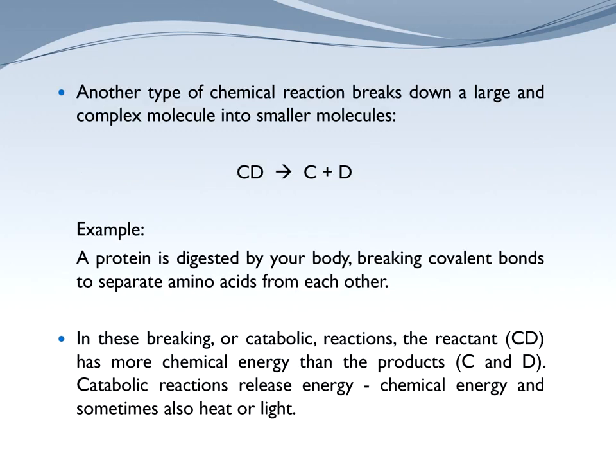Another type of chemical reaction breaks down a large and complex molecule into smaller ones. For example, your body digests a protein, breaking covalent bonds and separating amino acids from each other. In these breaking or catabolic reactions, the reactant, or larger molecule, has more chemical energy than the products, or the smaller molecules. Catabolic reactions like these tend to release energy, chemical energy, and sometimes also heat or light.